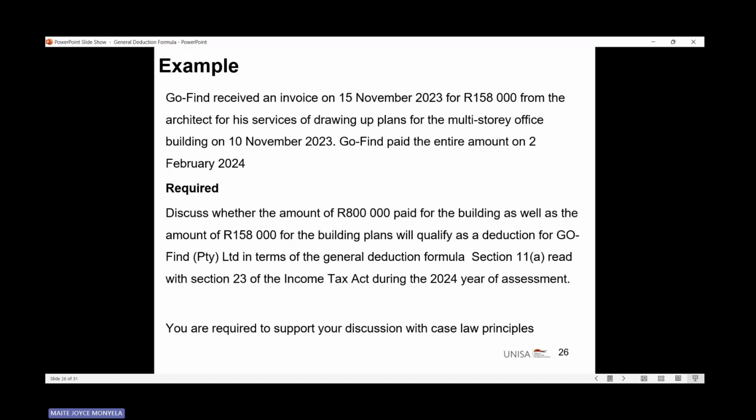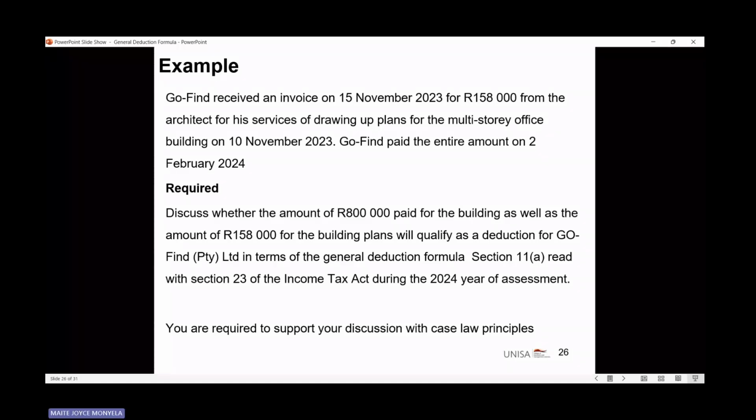So we have to discuss whether the 800,000 paid for the building as well as the 158 for the building plan qualify as a deduction. We have a building and a building plan. We want to know if they qualify as a deduction. So we need to apply section 11 with section 23 and applicable cases. So this is how we answer this kind of question.